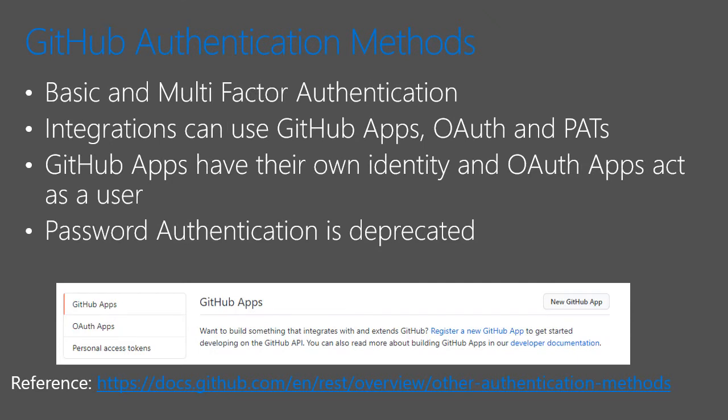So first, to begin working with the APIs, we need to authenticate with them. There's two main ways of authenticating, one being the basic authentication, and then one being multi-factor authentication. Basic will work with username and password, which is deprecated here, but it'll work with GitHub apps, with OAuth, and with personal access tokens or PATs. Remember when you're working with GitHub apps that they have their own identity and they work under that premise, where OAuth apps act as a user, where whatever authorization that user would have, that's how they would work as well.